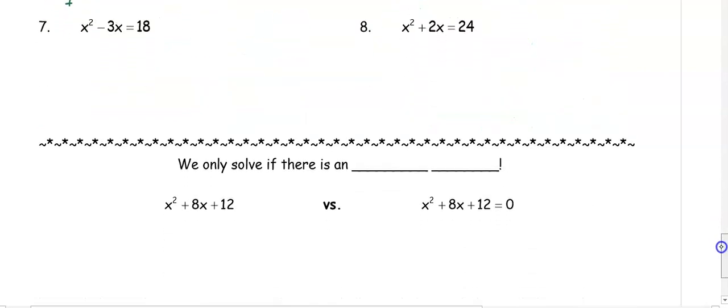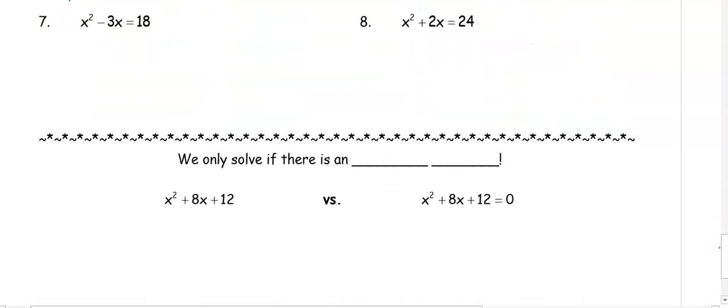In number 7, this is not set equal to 0, so we need to move the 18 over. We're going to do that by subtracting 18 on both sides. So x squared minus 3x minus 18 equals 0. So we need to multiply to negative 18 and add to negative 3. So we want one of each sign.